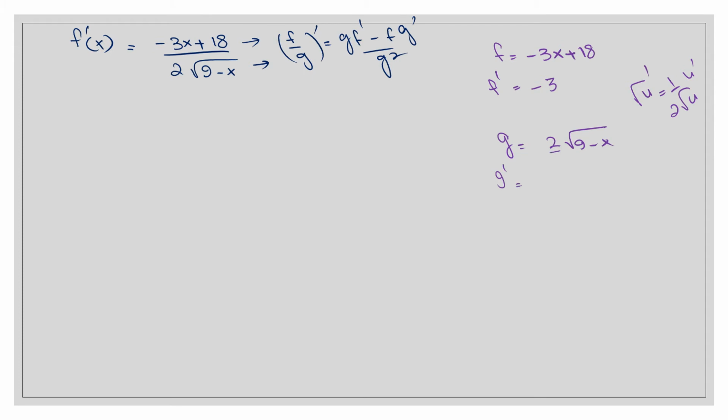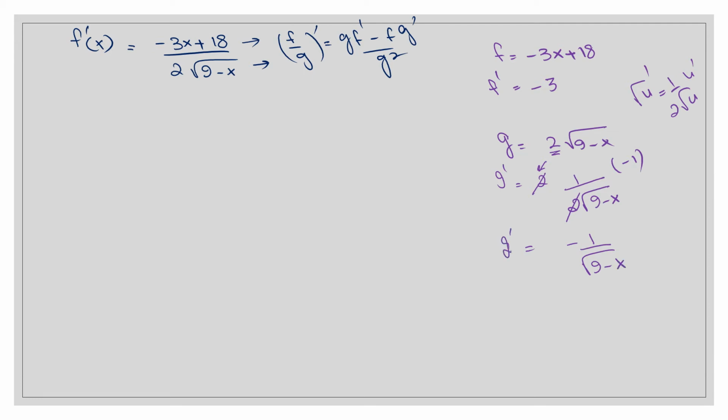So this 2 is multiplying, so you can use the constant multiple rule, which means write down the 2 as it is and take the derivative of the function, which gives you 1 over 2 square root of 9 minus x, and the derivative of 9 minus x is minus 1. Now if I write, this 2 will cancel by this 2. So 1 times negative 1, you will get negative 1 over square root of 9 minus x.